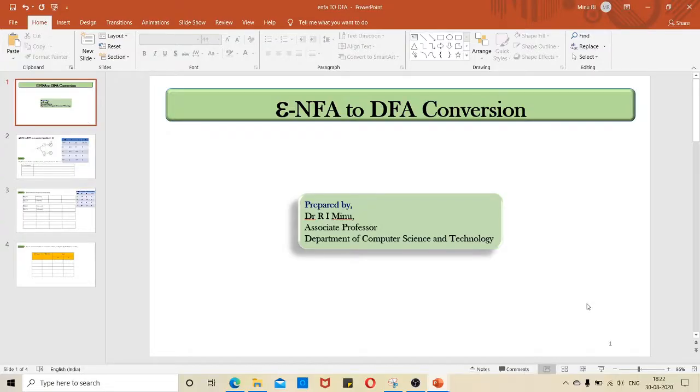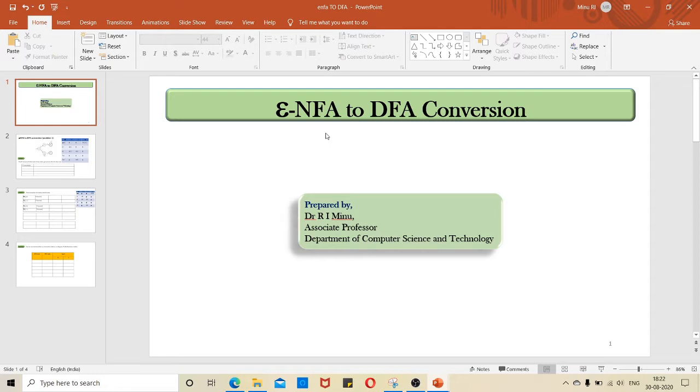Hi students, in this video we are going to see how to convert an Epsilon-NFA to a DFA. In finite automata, there are two types: deterministic automata and non-deterministic finite automata. In a deterministic automaton, a state has one transition for a single input, whereas in a non-deterministic one, a single input may have more than one transition.